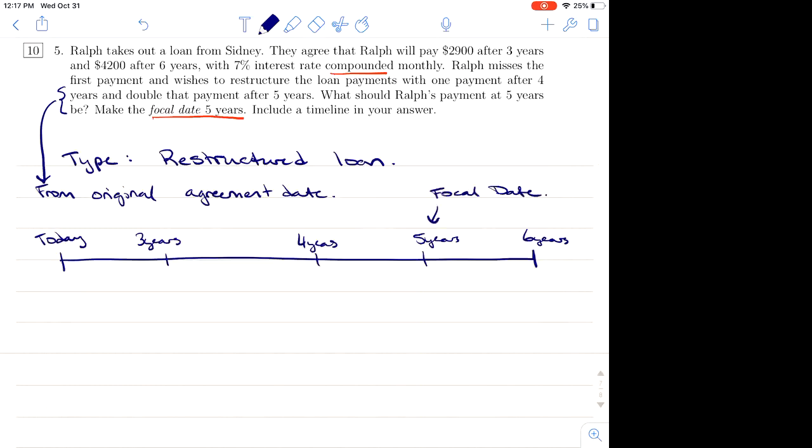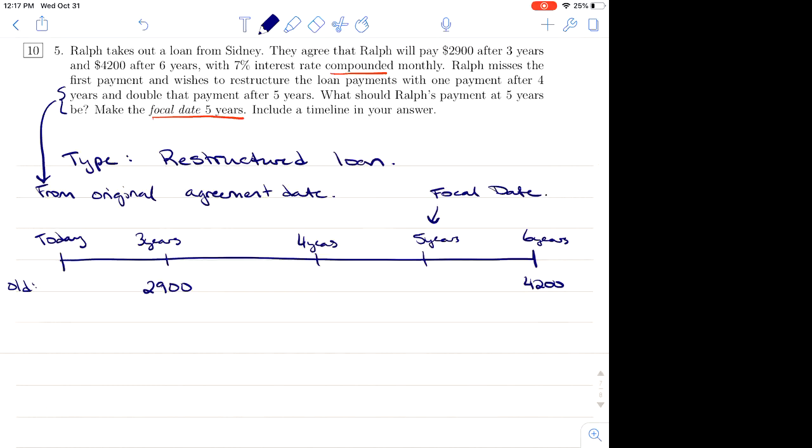And so the old payment schedule was to pay $2,900 after 3 years. Oh, I'll move this old up one line. And $4,200, sorry, can't read up there. $4,200 after 6 years. So these are going to be worth something at the focal date.